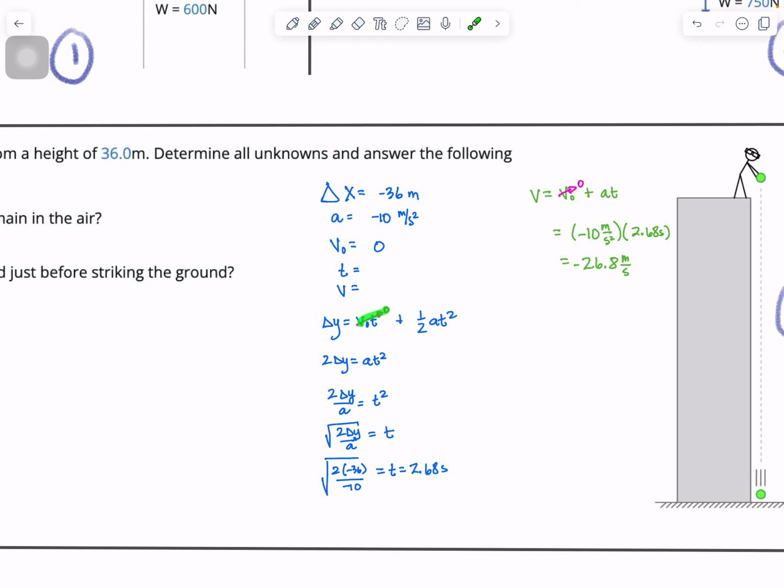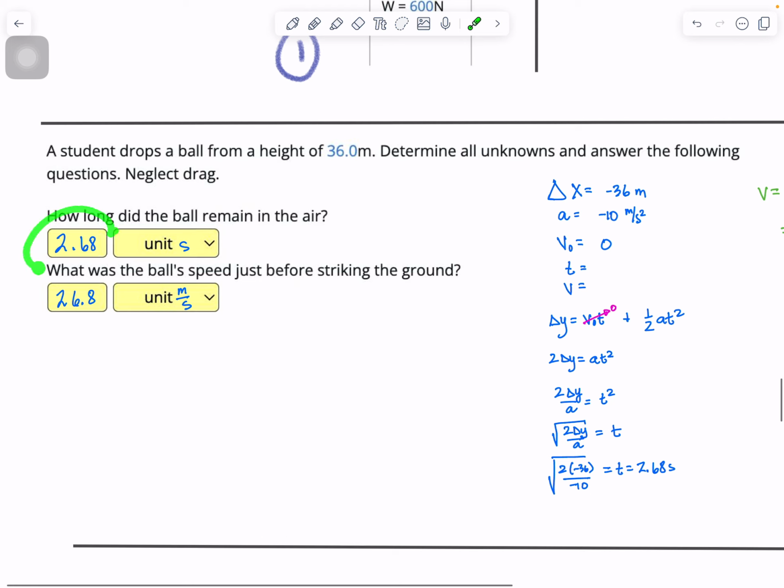So that goes to 0, multiply both sides by 2. So I get 2 delta y is equal to a t squared. And then divide both sides by a, and I get t squared. And then in order to find t, take the square root. And so that's the formula I get for finding t. And I just plug in my numbers, and I get 2.68 seconds. So that is right here.